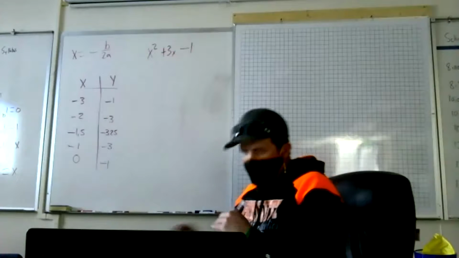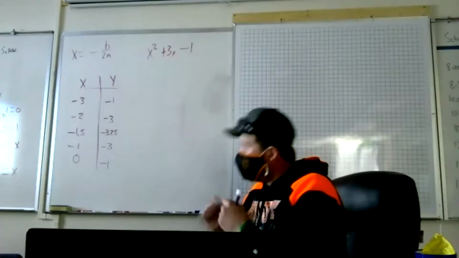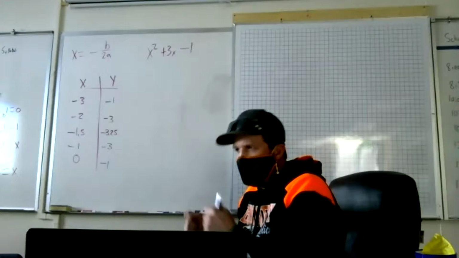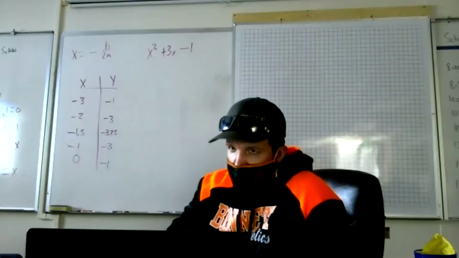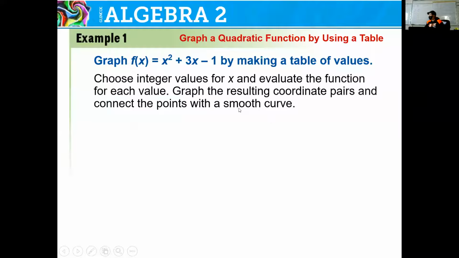If you think about this strategically, it makes your life a whole lot simpler and easier, because you can divide your workload in half rather than having to plug in 5 total points. So choose integer values for x and evaluate the function. That's after we find the vertex. We always want to find the vertex first.